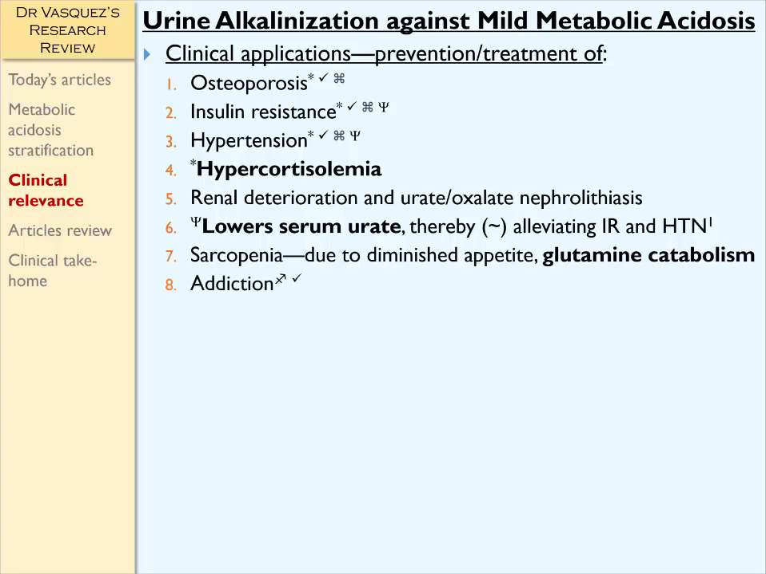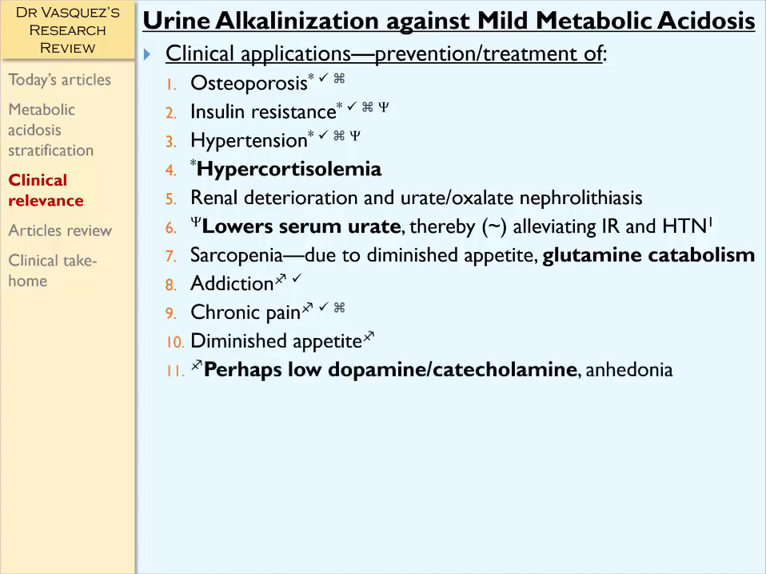At least one study has shown that urinary alkalinization helps to alleviate the cravings that lead to addiction. Also, urinary alkalinization has been shown in at least one or two clinical studies to alleviate chronic pain. Also helps to alleviate diminished appetite. And some of these particular benefits might be due to low dopamine or catecholamine levels, which are increased following urinary alkalinization. Also, endorphin levels are increased following urinary alkalinization.